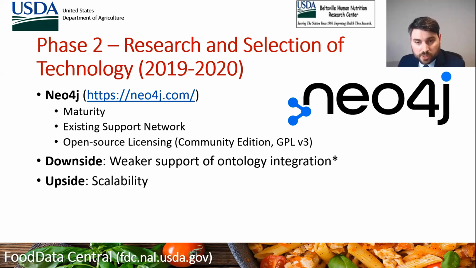Neo4j has the maturity. They were the inventors of this particular type of graph database and have existed with a maturity that doesn't necessarily exist in other graph database technologies, which means with the maturity comes an existing support network. You have a lot of examples online of people trying complicated things, trying to search through and gain insight into complicated things with their data. And that existing support network is very important for making sure that you're going to have the stability and support needed as you expand.